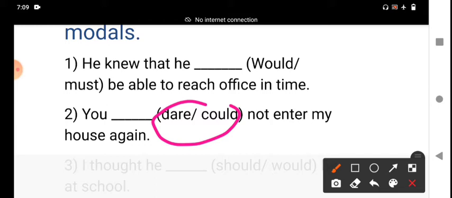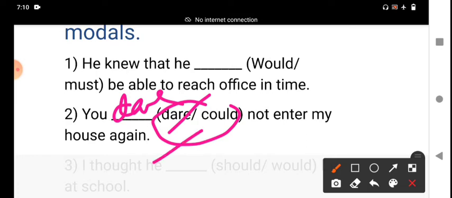You dash not enter my house again. That means a modal verb, we should select a modal verb again. It is a modal verb. It is used to, modal verb used to, we should select dare. Here the dare is a right answer. You dare not enter my house again.